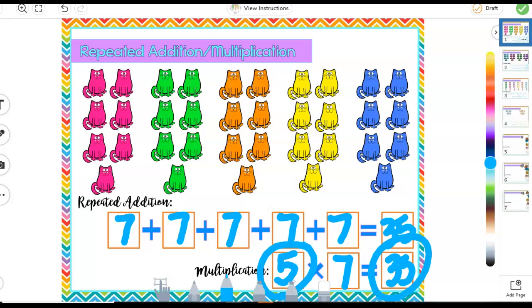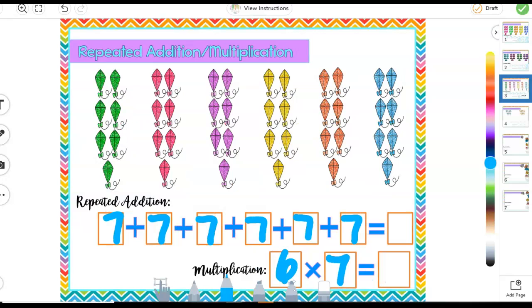So if I have one more group of 7, all I need to do is take 35 and add 7 more to it. So let's count starting from 35 and add 7 more. So that would be what? 36, 37, 38, 39, 40, 41, 42. Okay, so I just knew my 5 times 7 was 35. So I added one more group of 7 to make it 42. If you didn't do that, you could have just counted all of the kites, right?